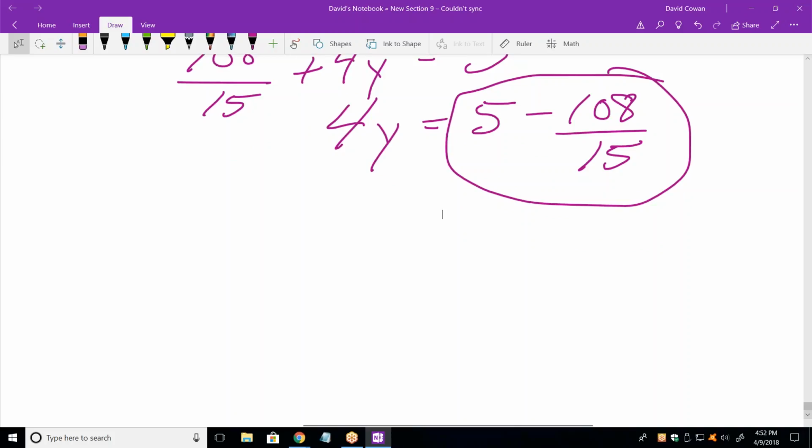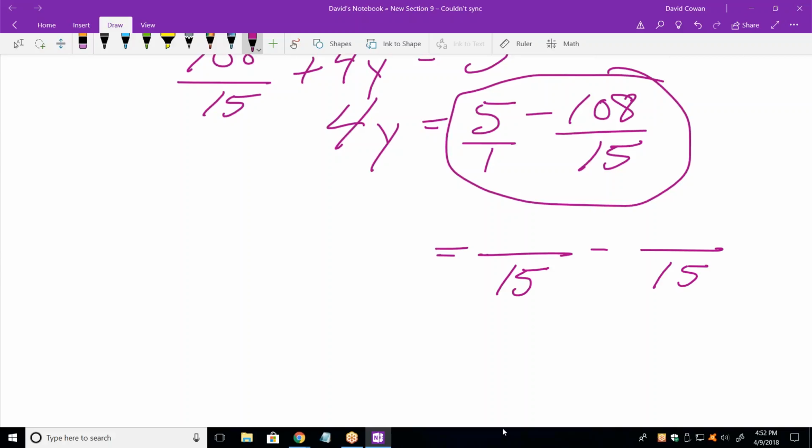What is the least common denominator in those 2 numbers? I want to say 3, but it's not 3, it's 15. 5 is 5 over 1. So I'm looking to put everything in 15ths. Well, if I'm going to have a least common denominator of 15, I already know that's 108. What does this numerator have to be? Remember, this number has to be 5. So what does that numerator have to be?